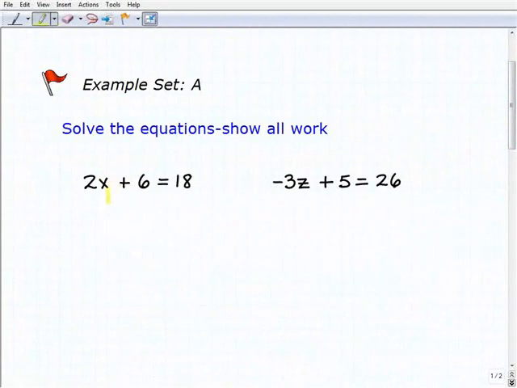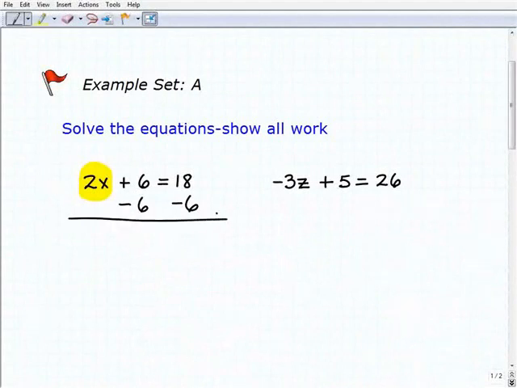All right, so the first thing you're going to do, let's take our first problem here, 2x plus 6 equals 18, is solve for that variable term. In this case, it's going to be 2x. I'm going to use addition or subtraction. So to isolate the 2x, I'm going to subtract 6 from both sides of the equation.